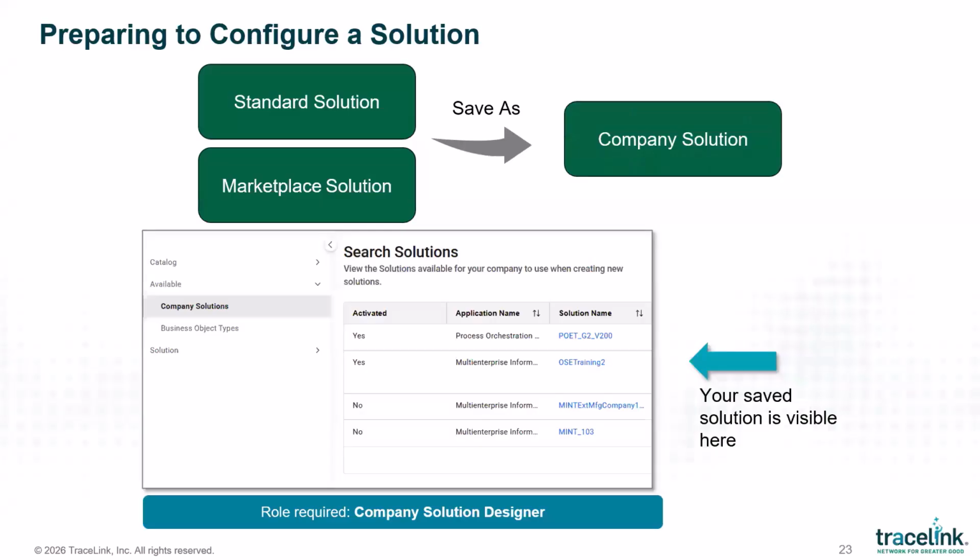To get started with configuring the solution, you need to first save the standard solution or a marketplace solution as a company solution. Once you do that, the saved solution will be available in the Available Company Solutions section. This is necessary because you can't edit the standard solutions directly. Once you see the solution in the Available Company Solutions, you can edit the solution and configure it. Note that you need the Company Solution Designer role for it. Let's now see how to create a company solution in the next demo.